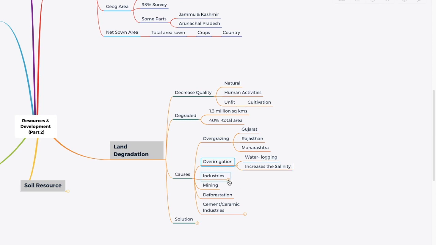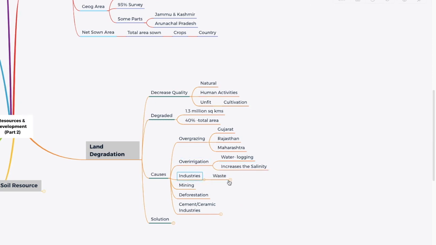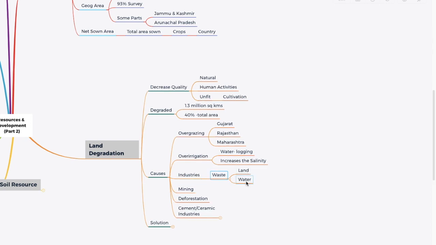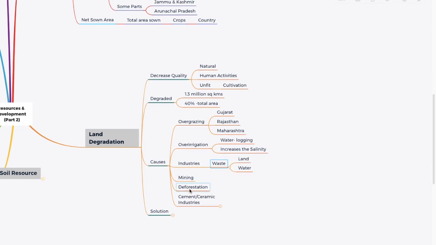Another reason are the industries, because the waste goes straight into the land or water, which creates land degradation. The other causes are mining, deforestation, cutting of trees.